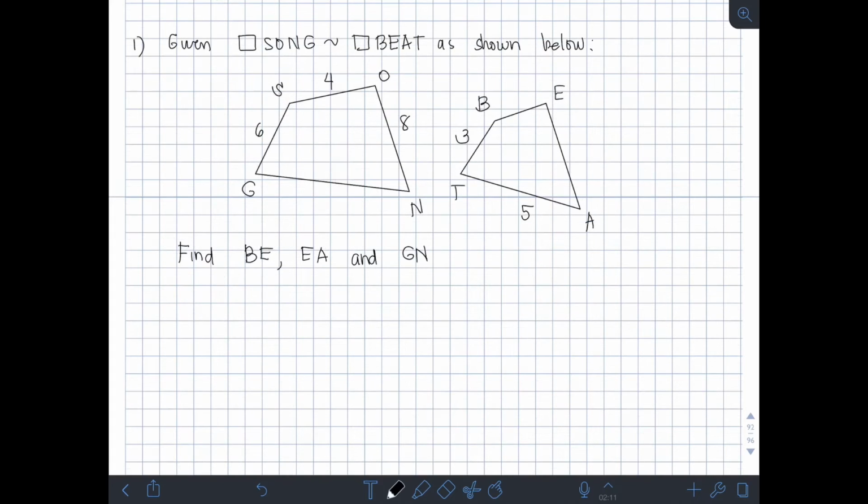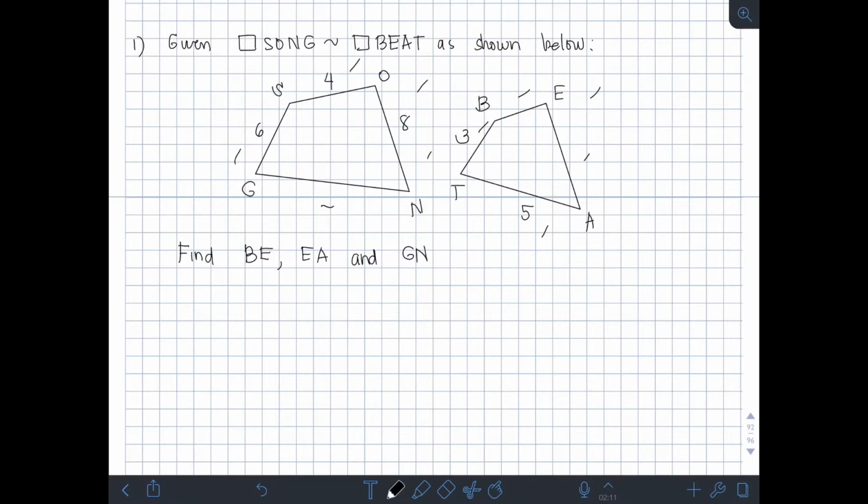Okay? So, para ma-illustrate natin yung concepts for similar polygons, ay mag-solve tayo ng examples. For the first one, we have given quadrilateral SONG similar to quadrilateral BEAT as shown below. So, find BE, EA, and GN. Okay, so meron tayong dalawang similar quadrilaterals, SONG, tsaka quadrilateral BEAT. So, meron din silang mga given dimensions. So, GS is 6, SO is 4, ON is 8, then BT is 3, TA is 5. So, hanapin daw natin itong GN, BE, tsaka EA.